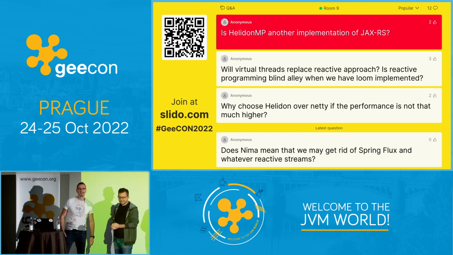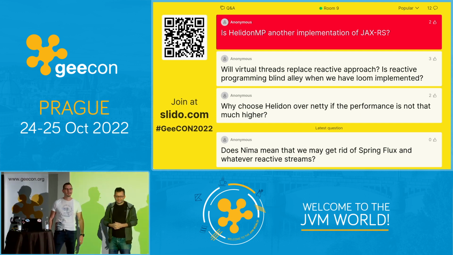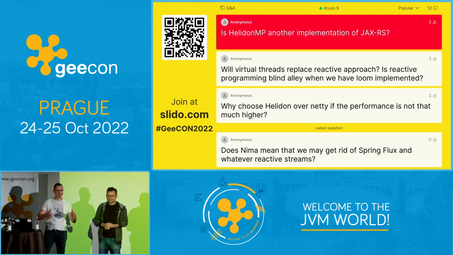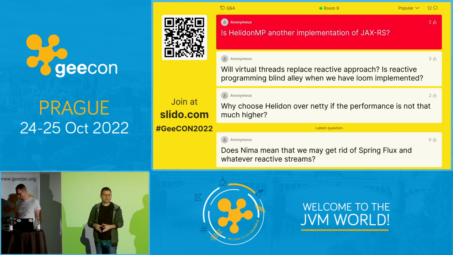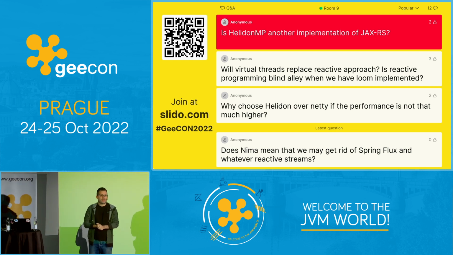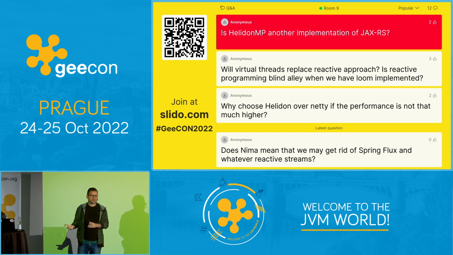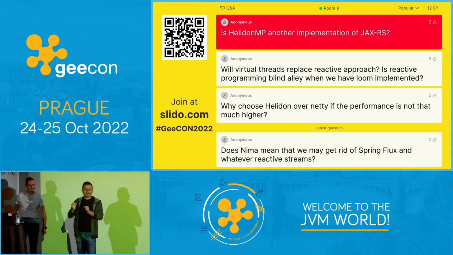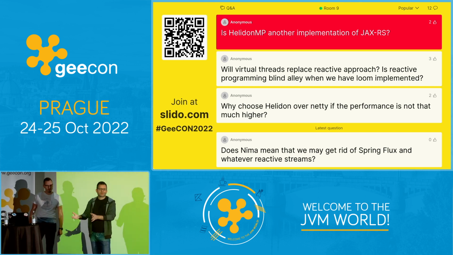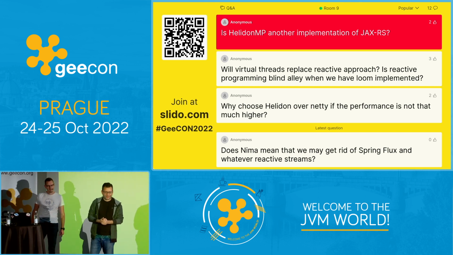Yes and no. We are using Jersey under the hood, and because we are from Oracle, we are actually sitting in the same office with the guys from the Jersey team. Jersey is a JAX-RS implementation. We are just using it. Helidon MP is implementing the MicroProfile specification, and the MicroProfile specification tells you that you must implement JAX-RS. It's one of the requirements. So we use Jersey for that. We don't implement a new one.